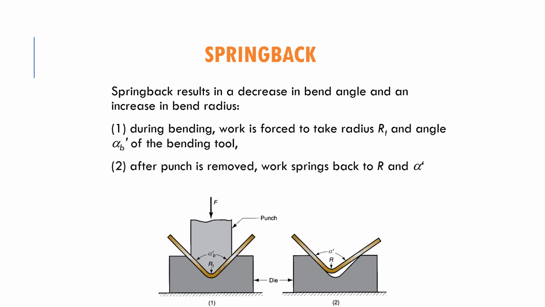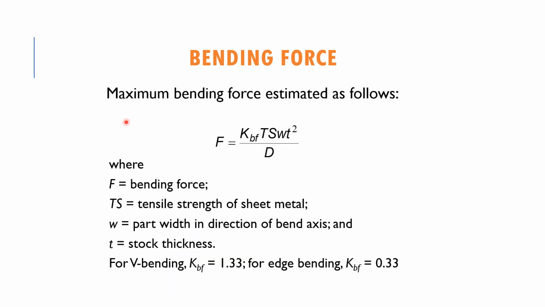To calculate the maximum bending force estimation, it is given by F equals KBF times TS times W times t squared over D, where F is the bending force, TS is the tensile strength of the sheet metal, W is the width of the workpart in the direction of the bend axis, like the one we looked at in the picture previously, and t is the stock thickness. For V bending, KBF will be 1.33, and for H bending, KBF will be 0.33.